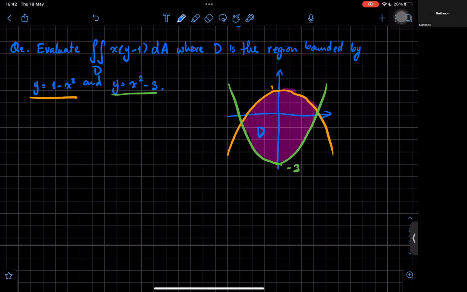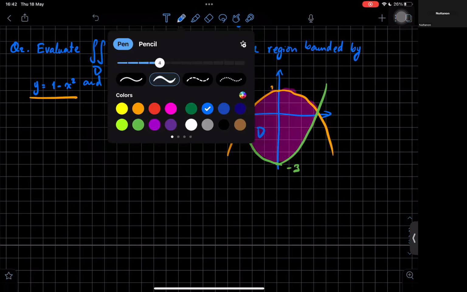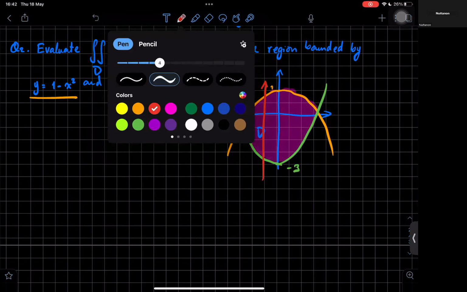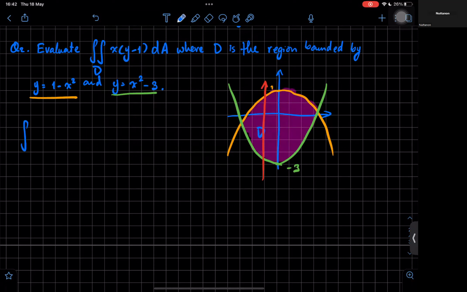And in this case, if I use this one, let me write first, it becomes the integral of x, y, dx dy.